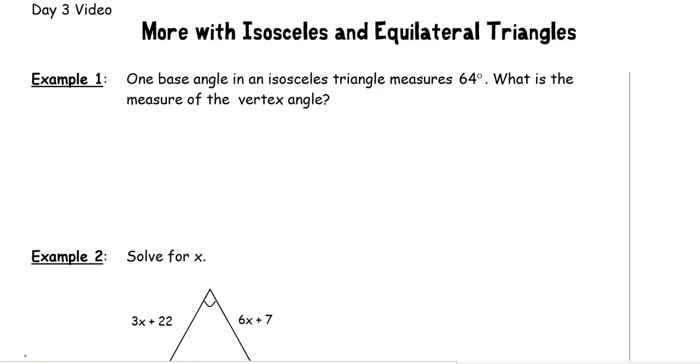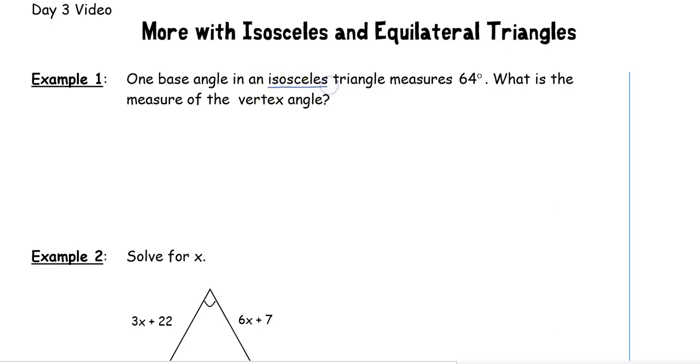Hi, on today's video we're going to take a closer look at isosceles and equilateral triangles. For our first one, a base angle in an isosceles triangle measures 64. What is the measure of the vertex angle? This is all vocab based, knowing what the different parts of a triangle are named.